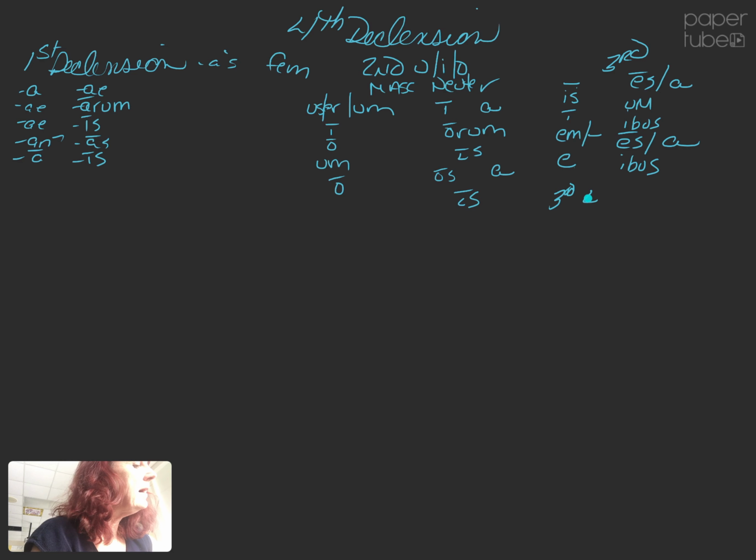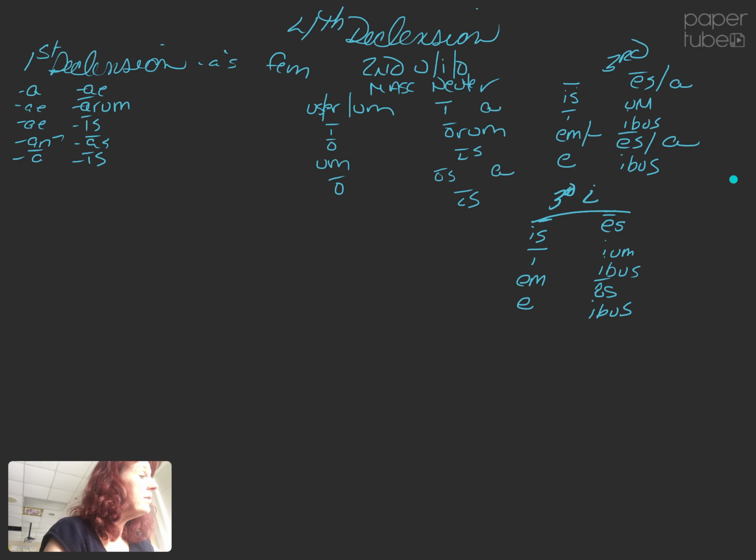Third I stem. So here we have blank, IS, I, EM, E, ES, IUM, IBUS, ES, IBUS. What do we get in the neuter that changes? So it's blank, IS, I, blank, and then long I in the neuter. And then in the plural, it's IA, IUM, IBUS, IA, IBUS.